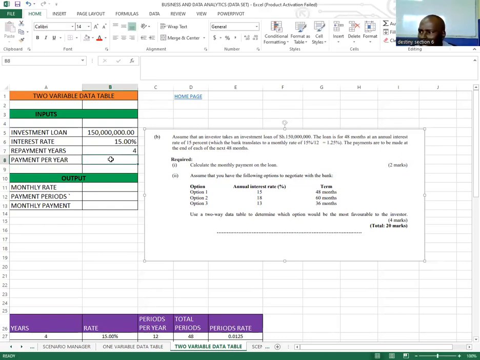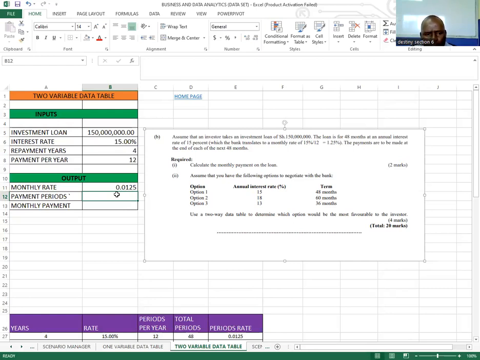And then repayment by year. Definitely it is 12. The person will be paying per month, and in a year we have 12 months. So we need to solve the question, Roman number 1: calculate the monthly payment on the loan. So the monthly rate, we say 15 divided by 12, and that is the percentage. It is 0.00125. As simple as that.